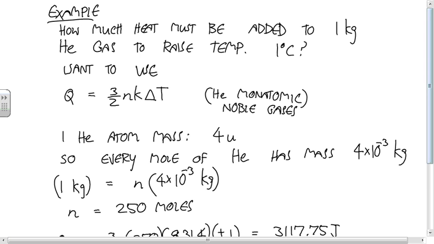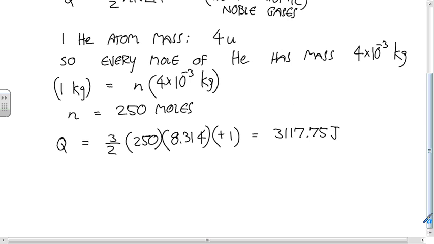That was given in the problem. Raise the temperature 1 degree Celsius. So that's saying that the change in temperature is +1. If it would have said decrease the temperature 1 degree, then the change in temperature would be -1. Okay, so any questions about that calculation or any of that? That's everything you need to know about calculating the heat added to monatomic gases.